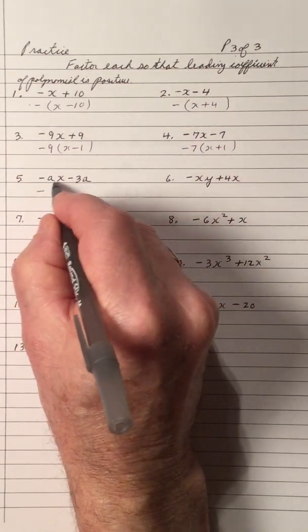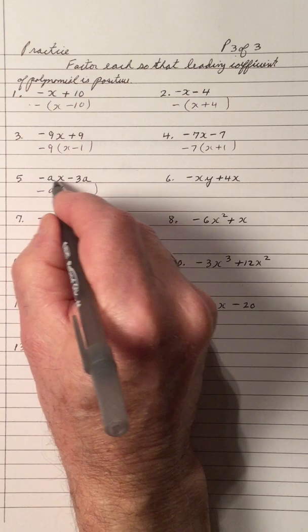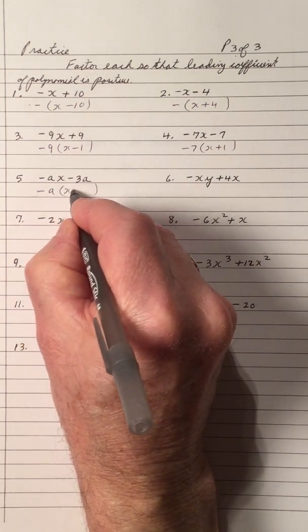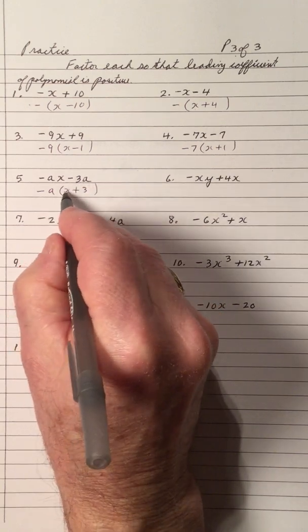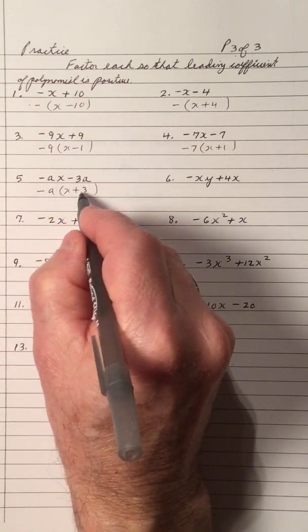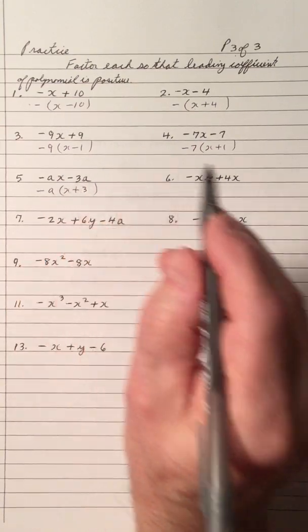I have a negative again. A is the GCF. Take it out. And that gives me an x and plus 3. Negative a times x, negative ax, negative a times 3, negative 3a. So taking the negative out, remember, changes the signs.